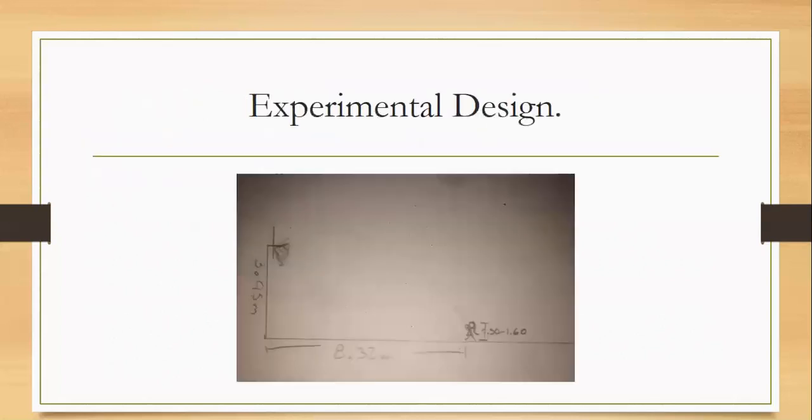This is a little explanation about the experimental design. You have the height of the basket, the distance, and the height of the girl.